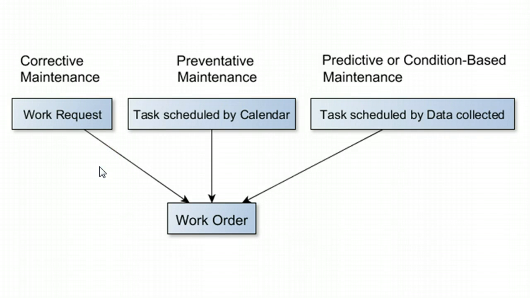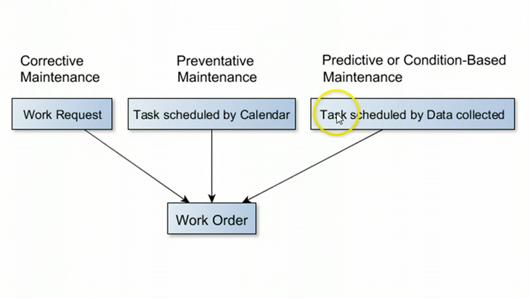Alright, so let's look at the three ways work can happen in MAINTelligence. The first is corrective maintenance, and that originates with a work request. The second is preventative maintenance, and that originates with a task that's scheduled by a calendar. So it could be a task done every week, every 6 months, whatever.